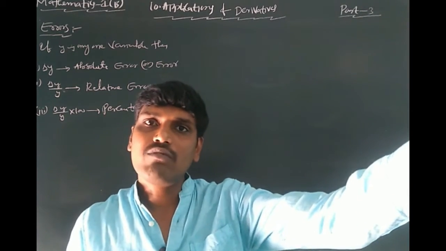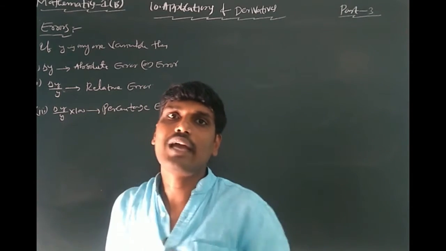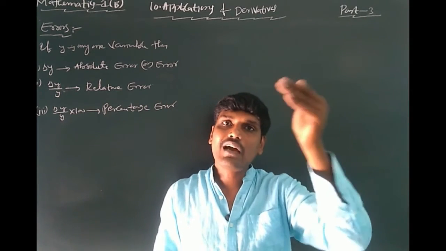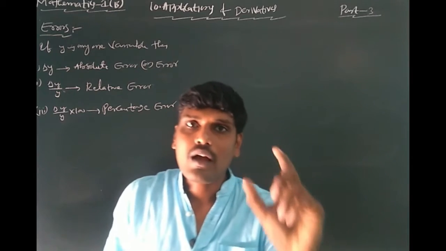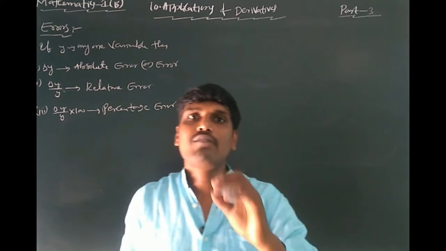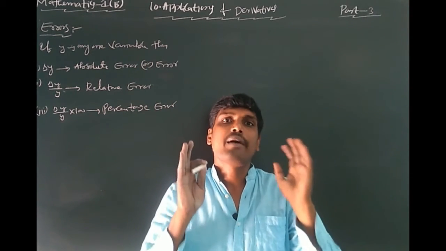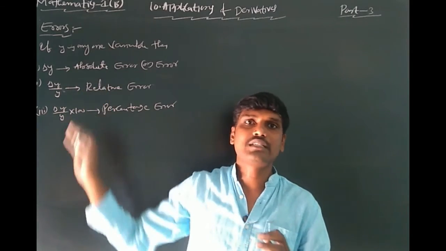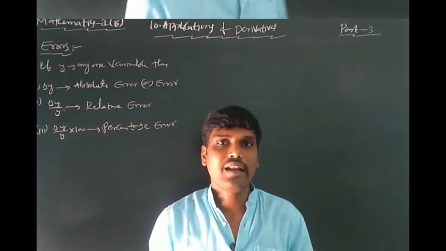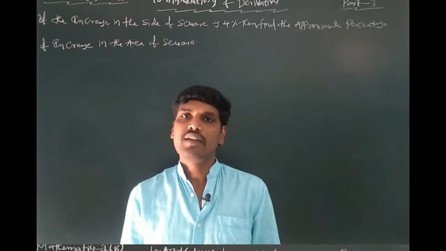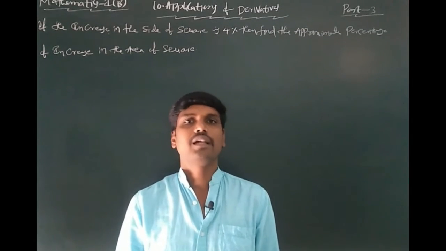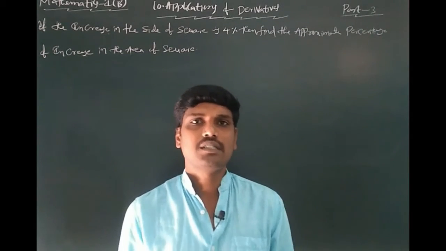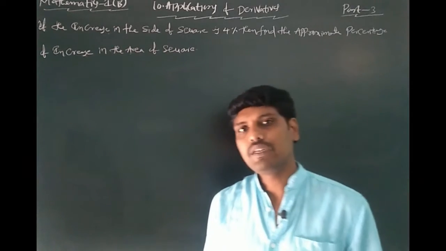Here y is any one variable, delta y is called error or absolute error, delta y by y is called relative error, delta y by y into 100 is called percentage error. This is the definition of the errors, types of the errors. Definitions completed, types of the errors completed. Next we discuss the problems on errors.